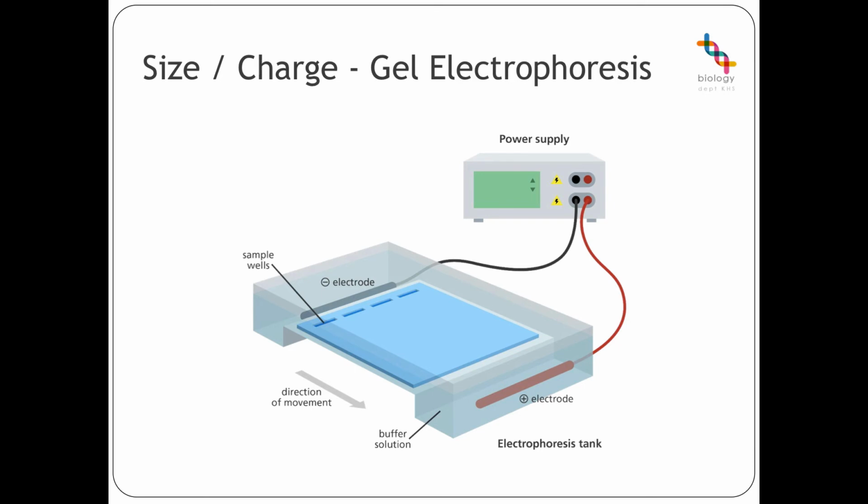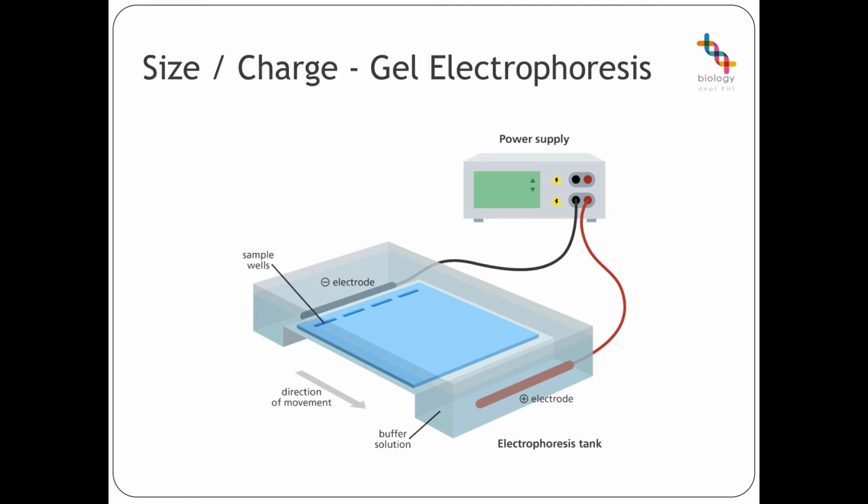Now, our last process that we're going to consider is that of gel electrophoresis, and this can be used to separate molecules by either size or charge. Essentially, the process is going to use a current that flows through a buffer and will either separate out proteins or nucleic acids. As you can see, we've got our electrophoresis tank set up here.